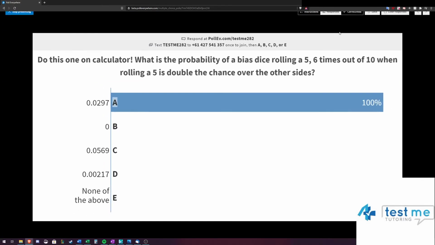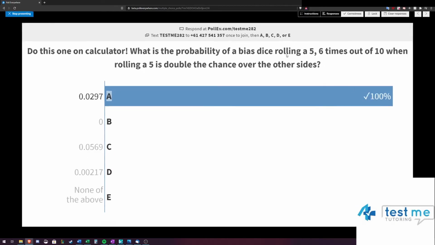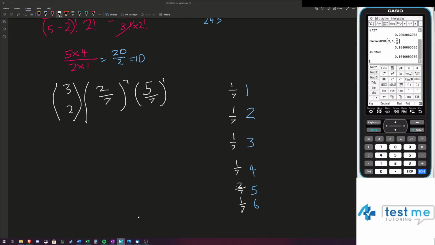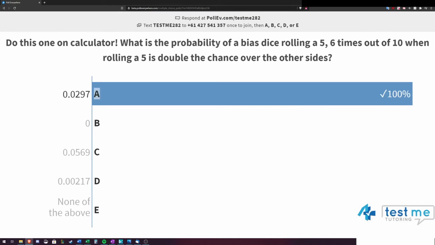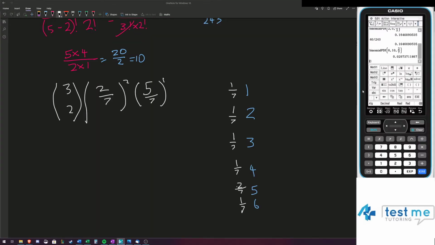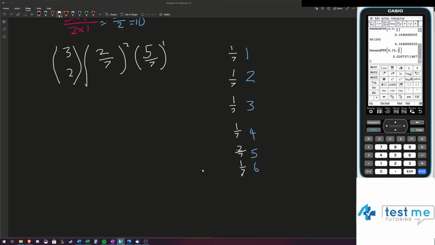Responses. Yeah, spot on. Good stuff. Great work. So on the calculator, that looks like this. Binomial Pdf. Now, we want 6 times out of 10, and the probability is 2 out of 7. There you go, that's 0.0297, okay? Is there a 0 there? Yeah, cool. Just making sure. And that's basically, the probability is 2.97% of rolling 6 5s out of the 10 times, okay? So that's the same thing as working down that tree diagram and counting how many times we get 6 5s, okay?